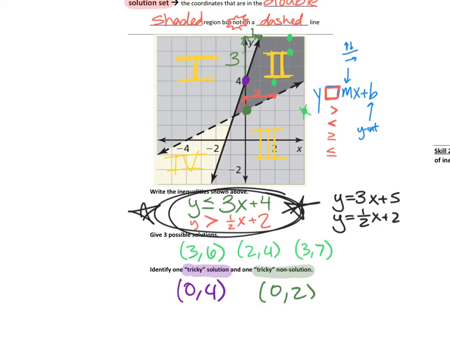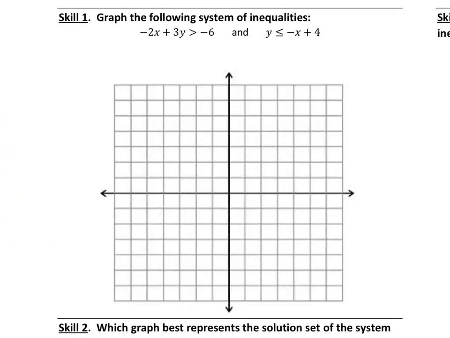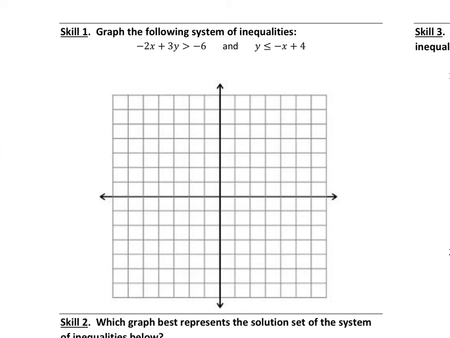Speaking of doing it yourself, we're going to go to the inside of this packet, and we're going to do one of these systems by ourselves. And by ourselves, I mean without technology, but I'm still going to do it with you. We're going to graph this system of inequalities by hand. It's going to be fun.